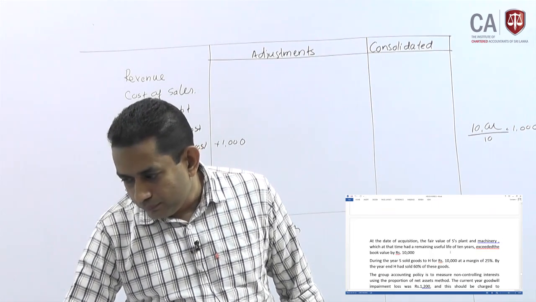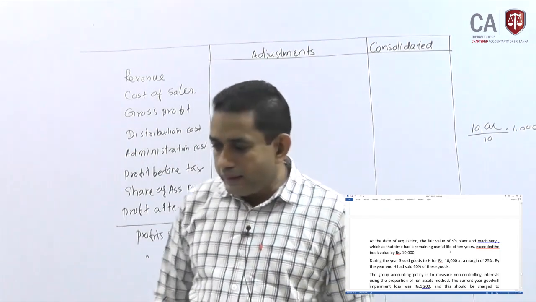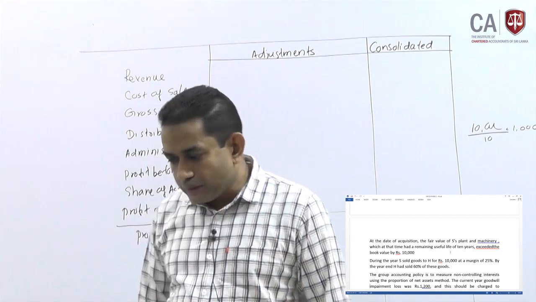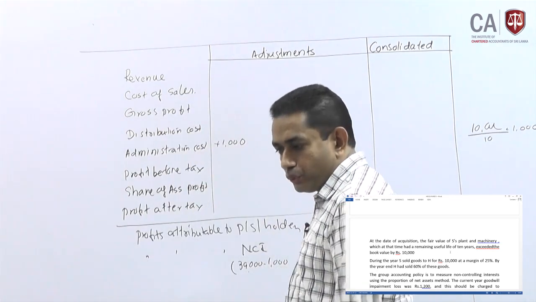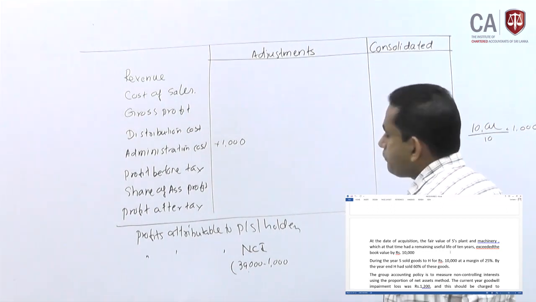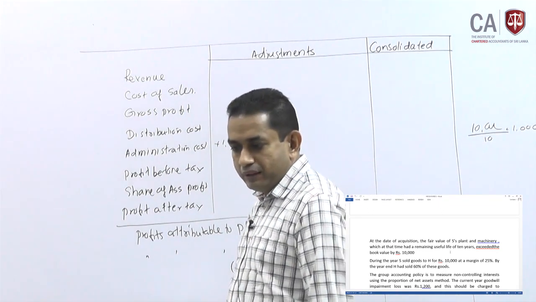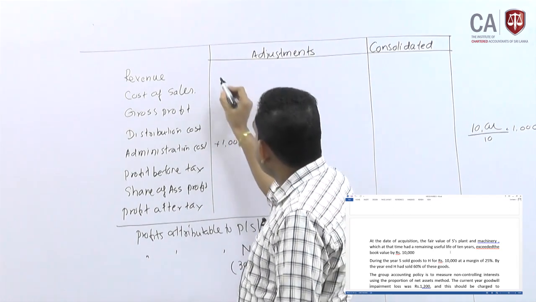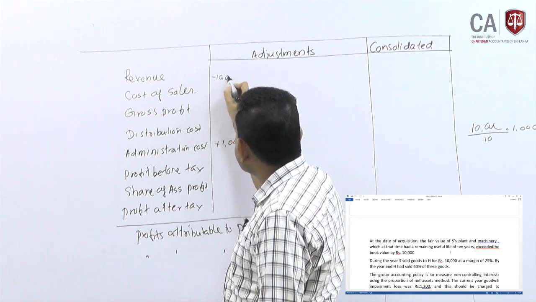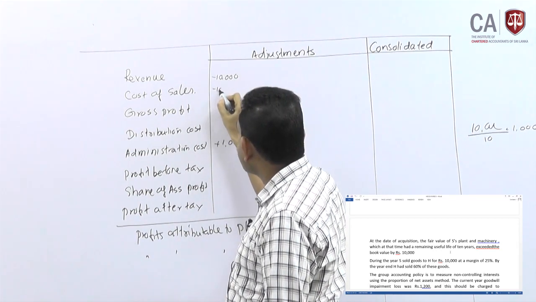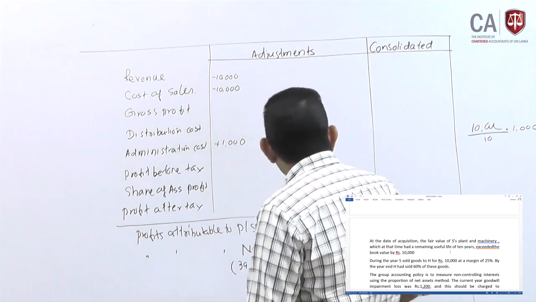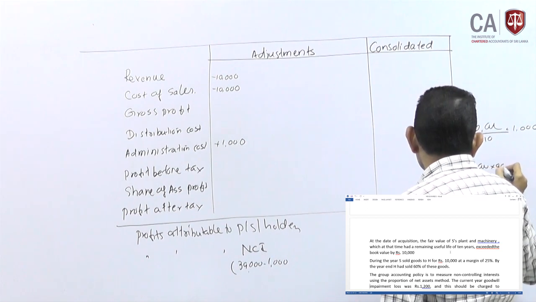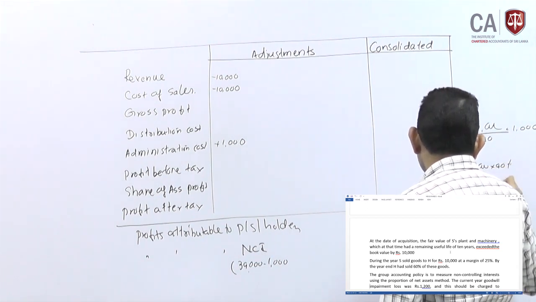Then next one, during the year S sold goods to H for 10,000 at a margin of 25%, and 60% of the goods have been sold. Let us work out the unrealized profit, and also remove intercompany sales and purchases. Revenue is deducted by 10,000, similarly cost of sales should be deducted by 10,000, and out of 10,000 only 40% remains unsold, so that should be 4,000.